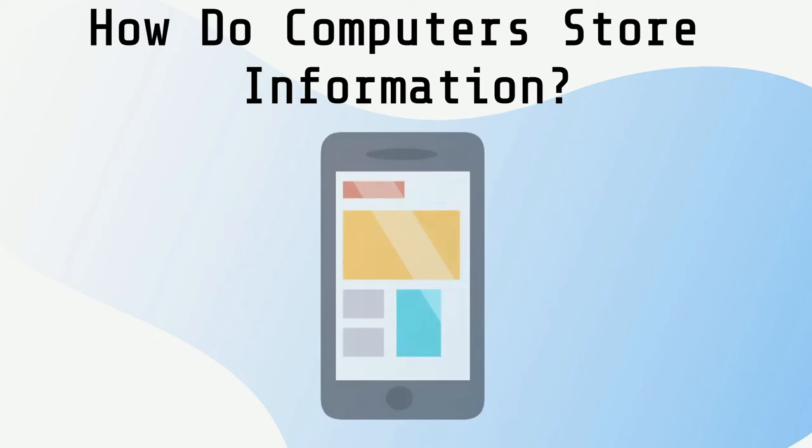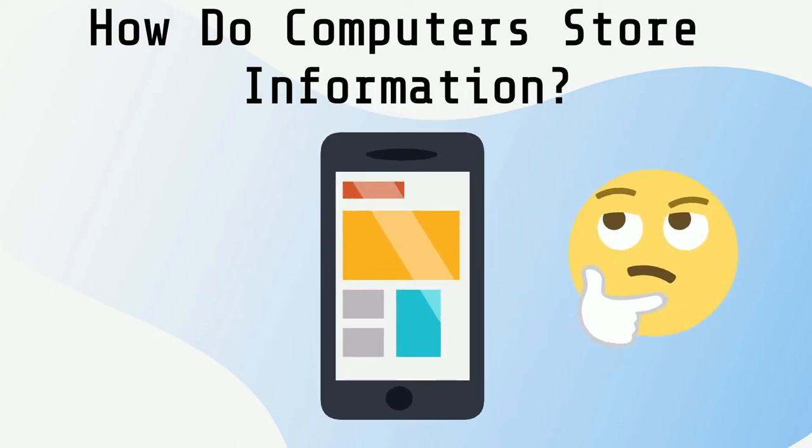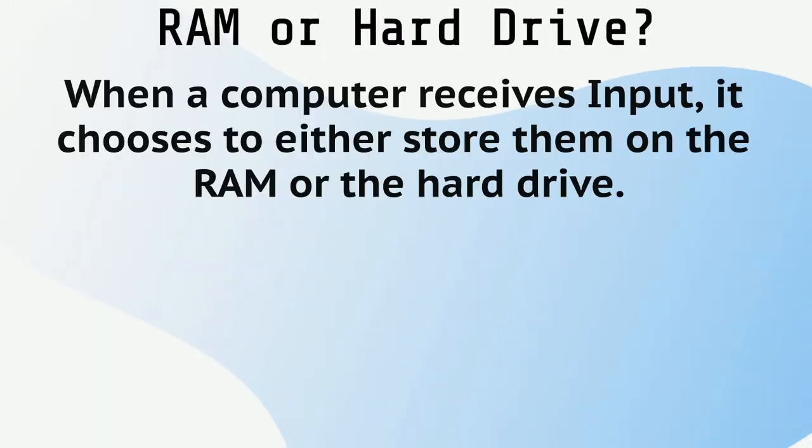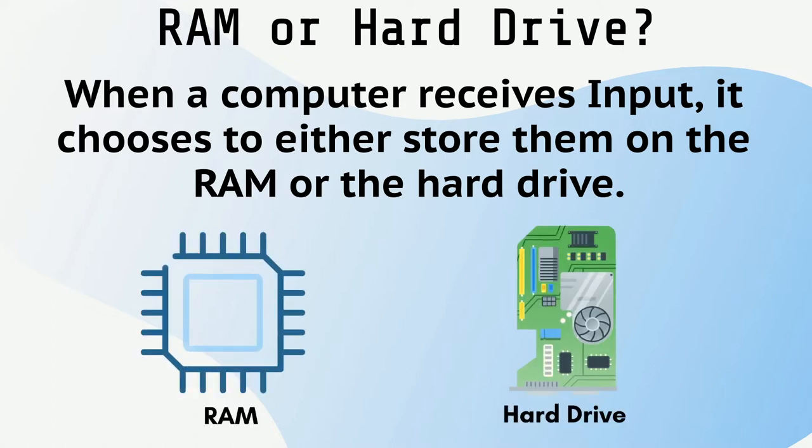Let's say you take a picture with a smartphone. Where do you think that picture goes? Well, it gets stored on the phone's hard drive. Let's take a deeper look. When a computer receives input, it chooses to either store them on the RAM or the hard drive.